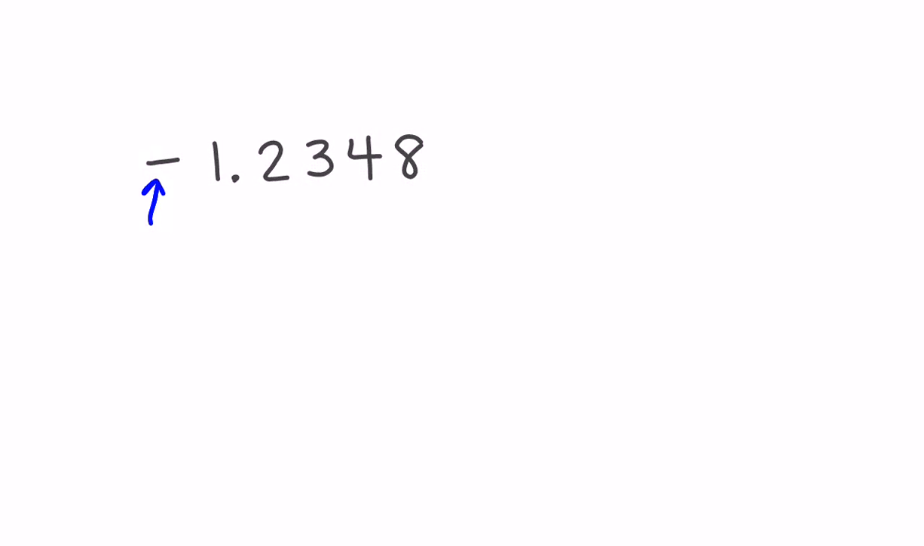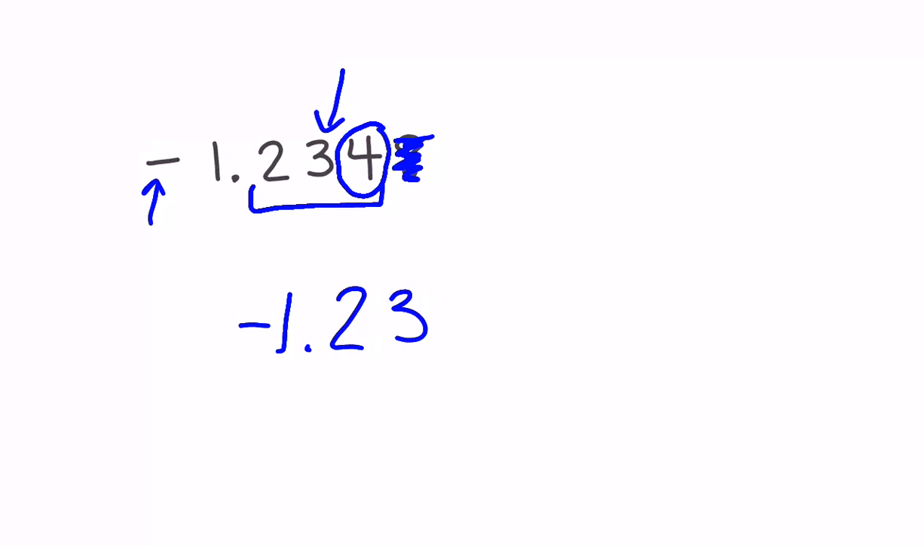Why don't you try to round this number to 2 decimal places? I hope that you got rid of the 8. The 8 does not matter. We only care about the first 3 digits after the decimal. The third digit is 4. That's not big enough to make this 3 change. So your rounded answer should be negative 1.23.